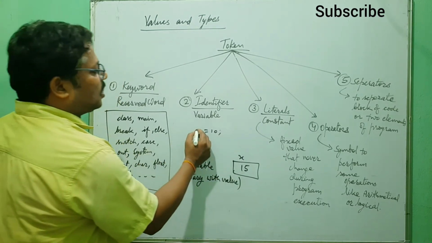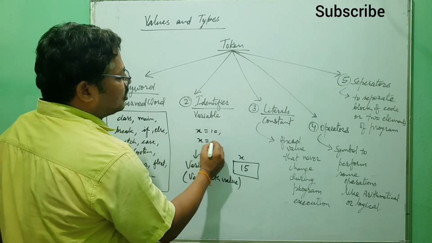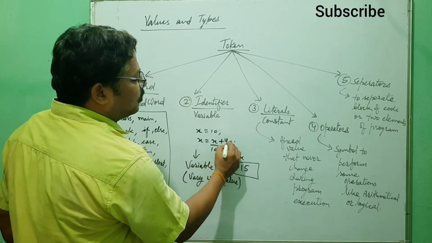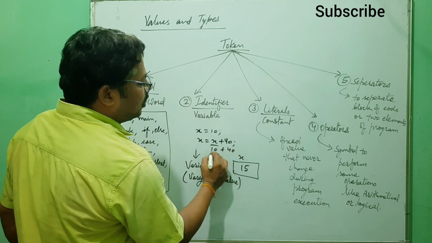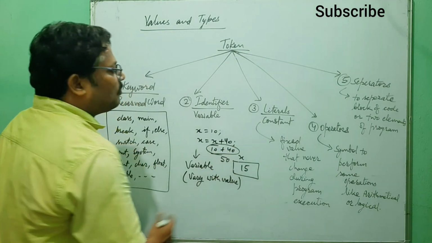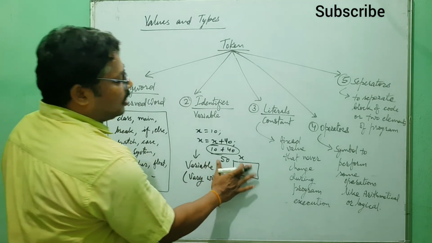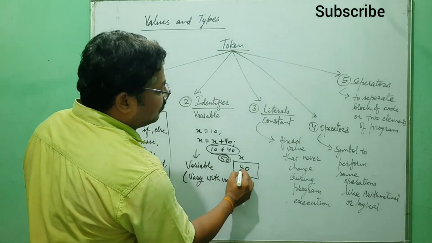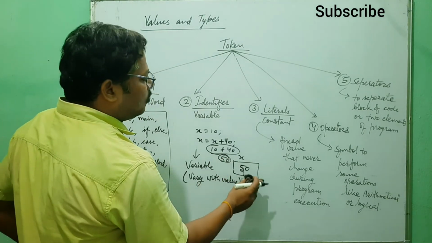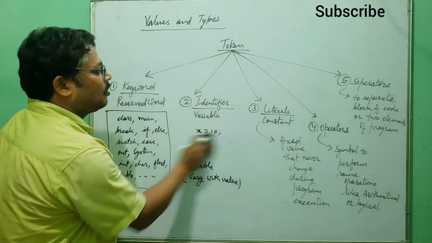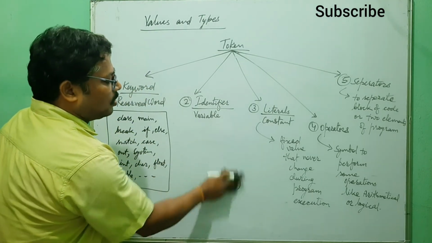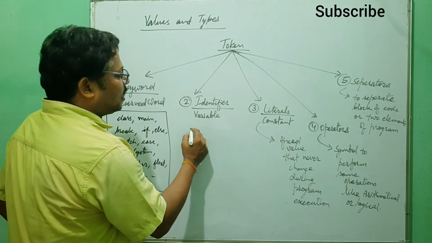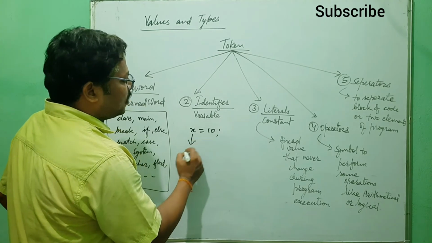Suppose x is equal to 10 is given, and then x is equal to x plus 40 is given. The initial value of x is 10, and adding 40, 10 plus 40, the total result will be 50. So initially x had the value 10, and after the result, x has the value 50. That means it can change the value, and that's why it is known as a variable. So a variable is the name of the memory location where a value is stored, and that value can vary, like x is equal to 10, where x is the variable.